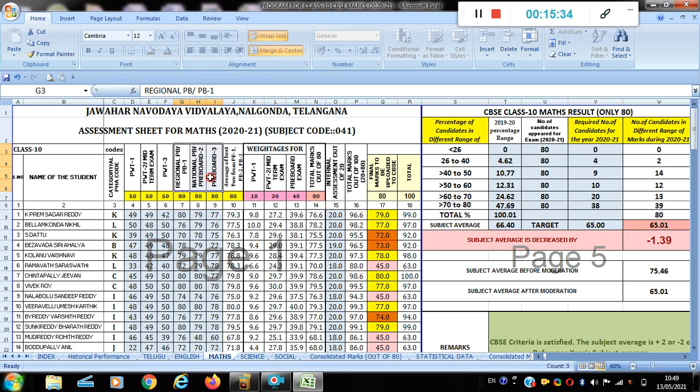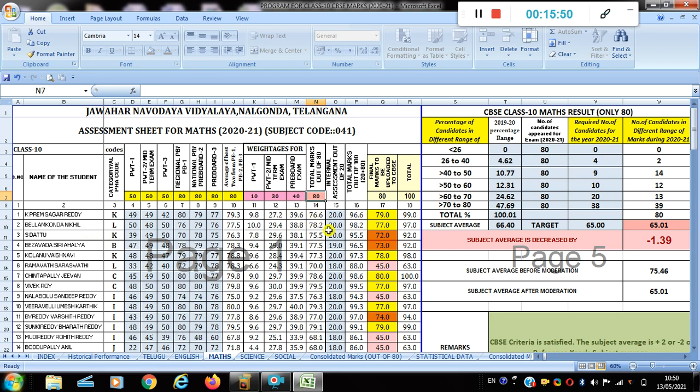The average of the best 2 will be taken and it will be converted into 100. Then 40 weightage will be calculated: 10, 30, 40. Total together 80 will be calculated.